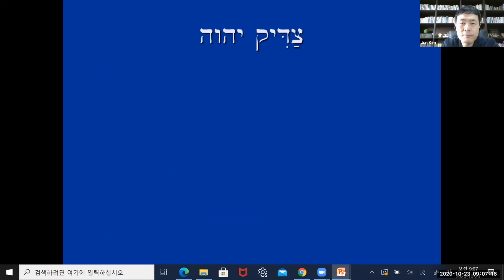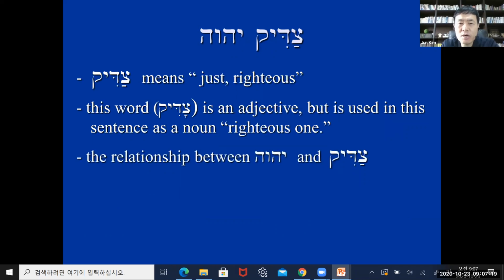So we are done with this. So tzaddik means just or righteous. So let's read this one. This word tzaddik is an adjective, but is used in this sentence as a noun. So righteous one would be an acceptable translation in today's sentence. Just as an example, you can just remember this. All right. Sometimes adjective form can be used as a noun. Righteous one.